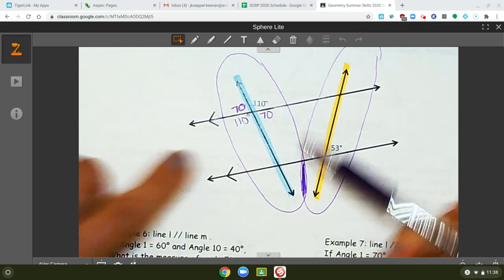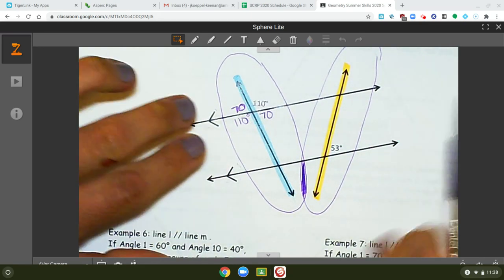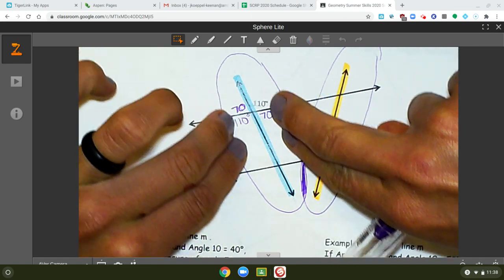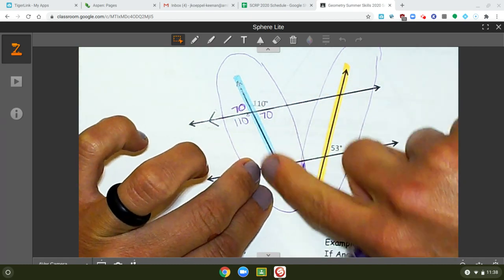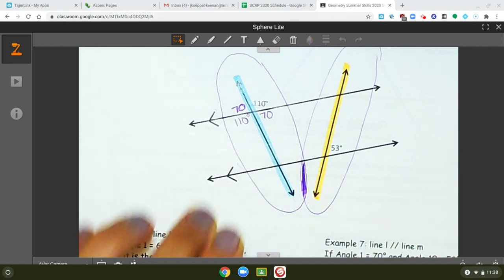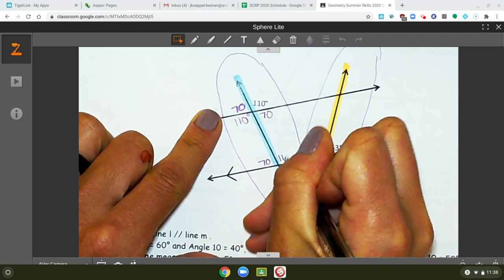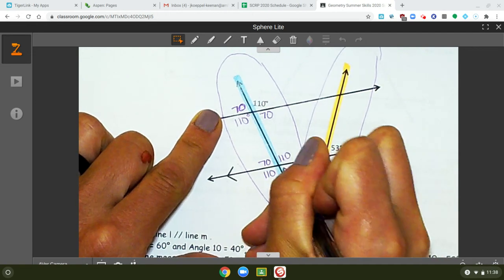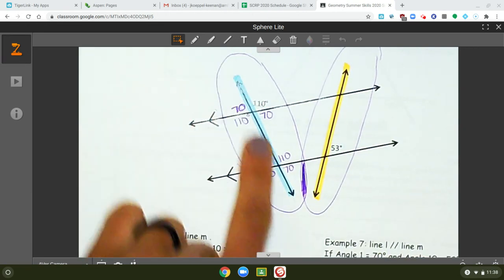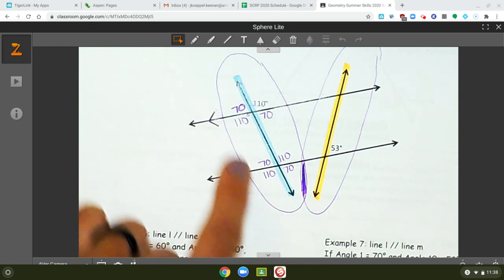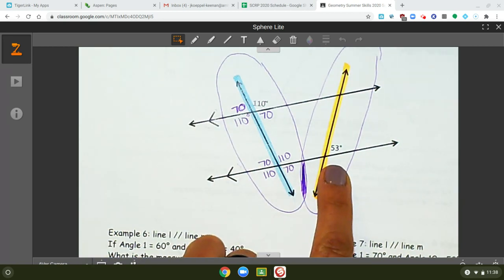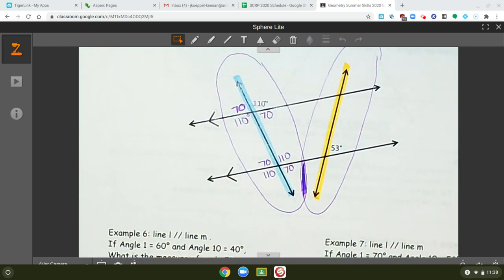And then remember, these four angles, we can slide them down the transversal, and they're going to match with these four angles down here. All right, so that means it's going to be 70, 110, 110, and 70. So everything touching the blue transversal is going to match. So now let's take a look at the orange transversal.